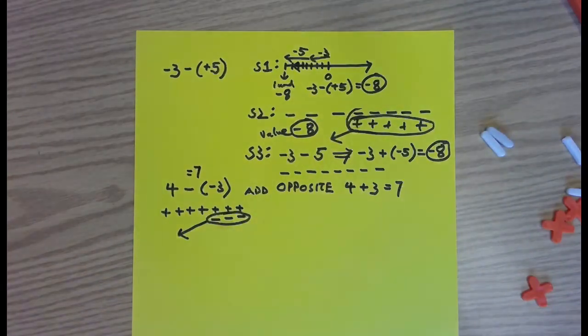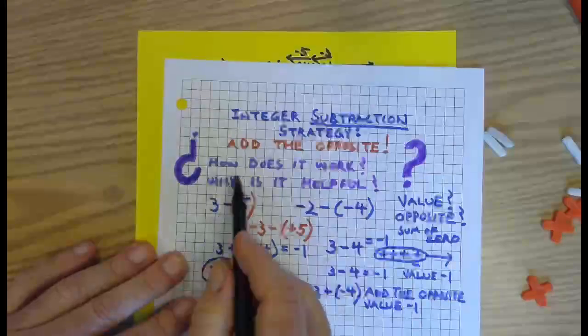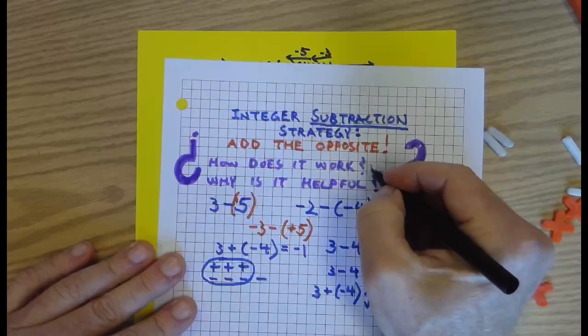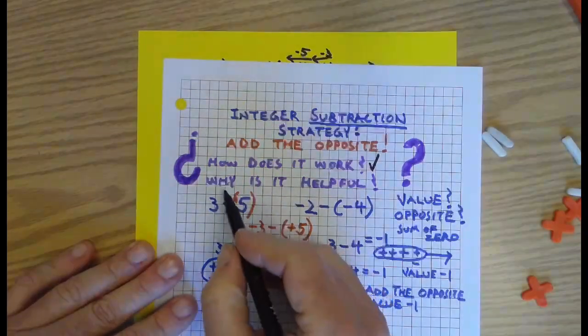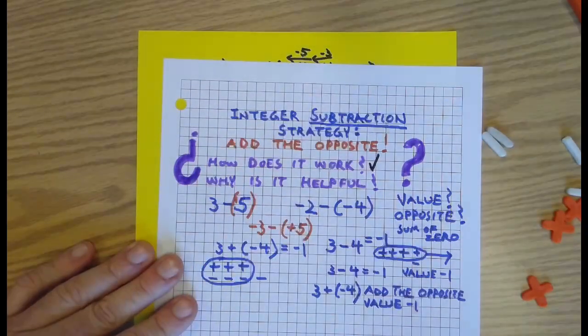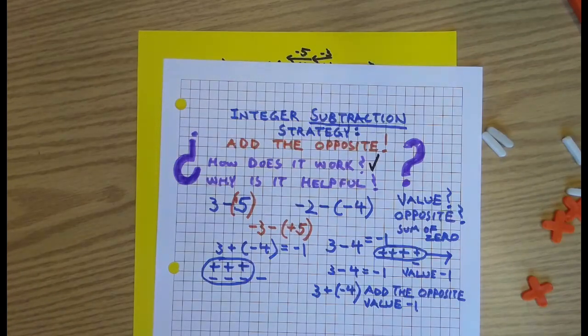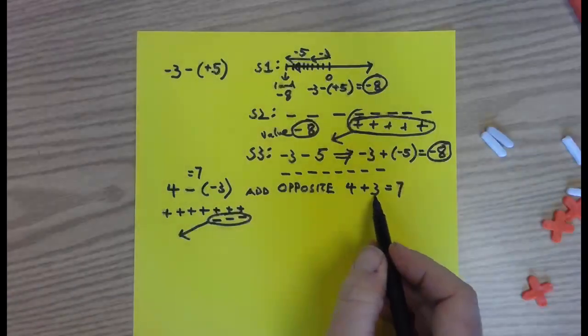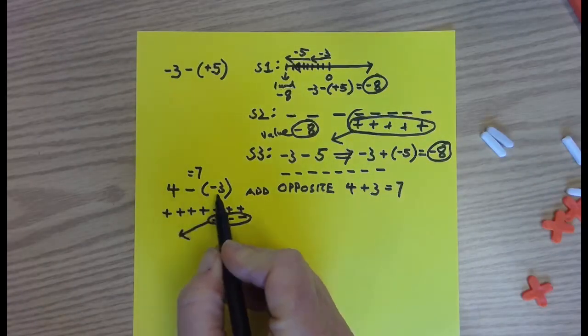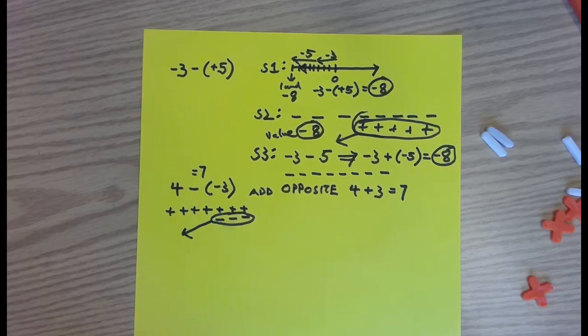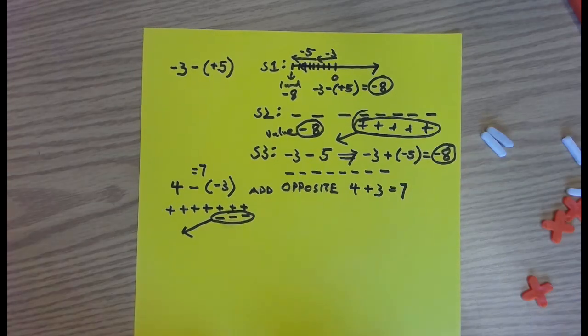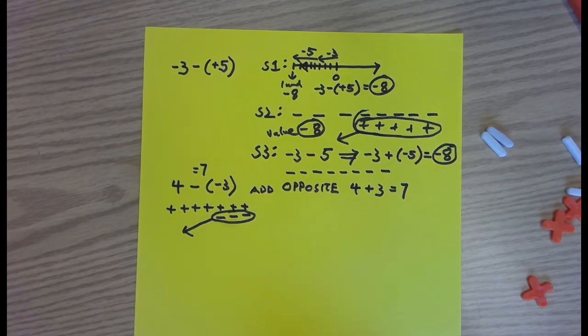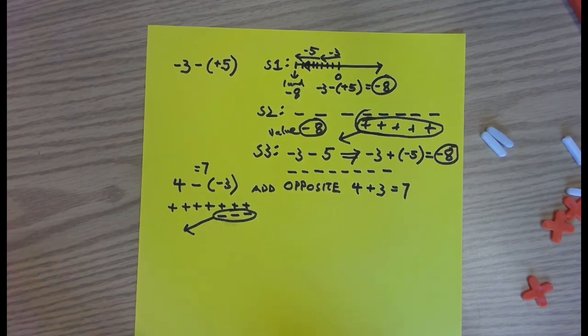So we can go back to how does it work? We just did that. And why is it helpful? Because, what do you think? I think I would rather do 4 plus 3 than try to figure out what all these signs and parentheses mean. I'm very simple like that. If you want to keep it complicated, then do not add the opposite.